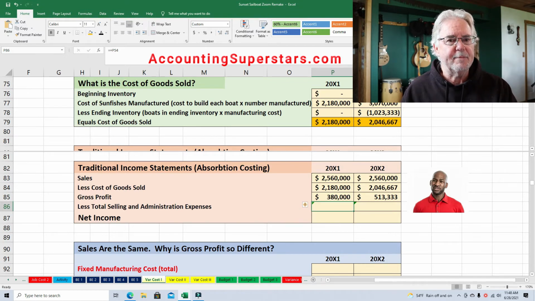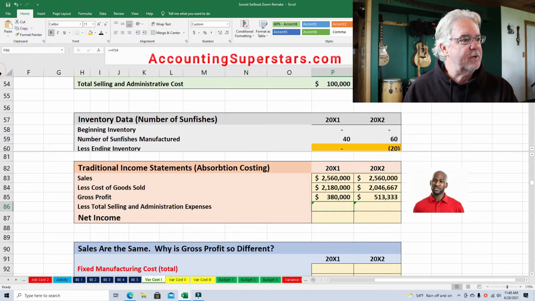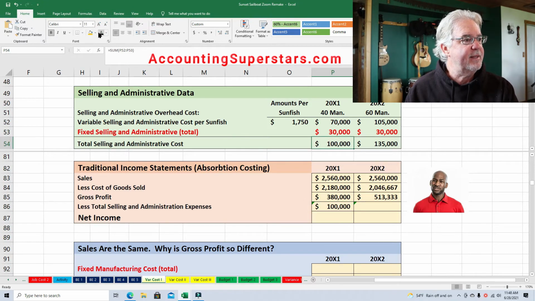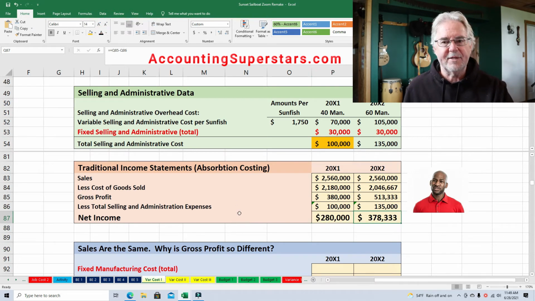And total selling and administrative expenses. Let's grab those numbers. So here we go. Inventory. There we are. So here's our selling and administrative expenses. We got 100,000 and it came from right there. Okay. And for 2002, it's 135, which is right there. There we are. And so our final net income, all we're going to do is take gross profit minus the selling and admin expenses: 280,000. And in year 2, 378,000.